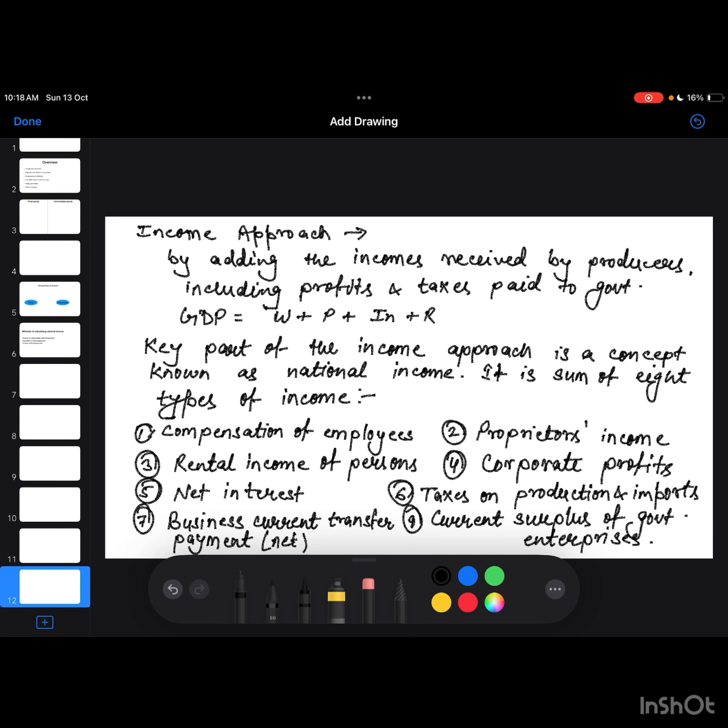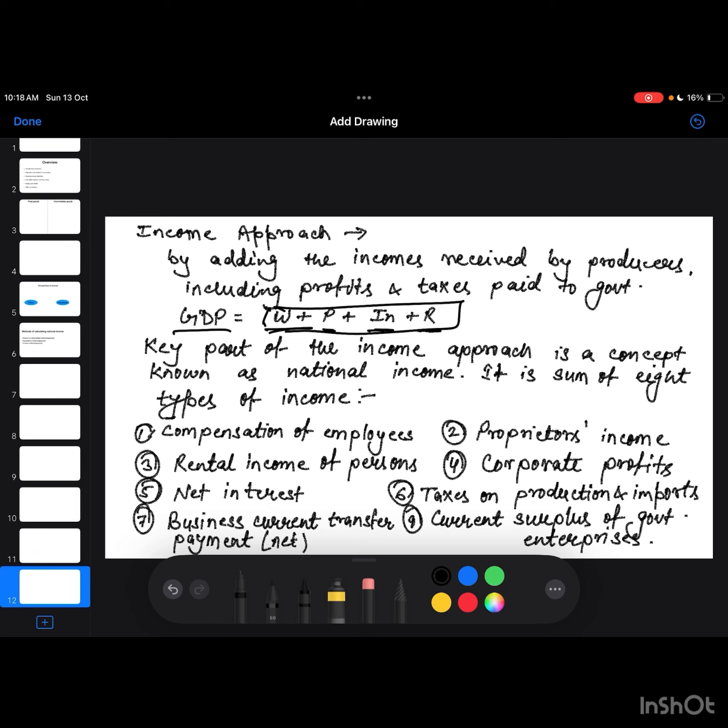Now next is the income approach, and we get it by adding the incomes received by the producer, that includes profit, taxes paid to government and other. So GDP we can calculate by wages, profit, interest and rent. By adding all these we can get GDP through income approach.